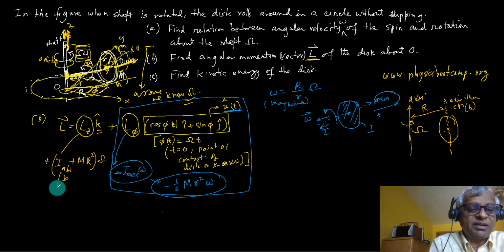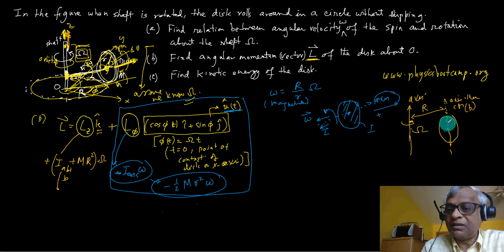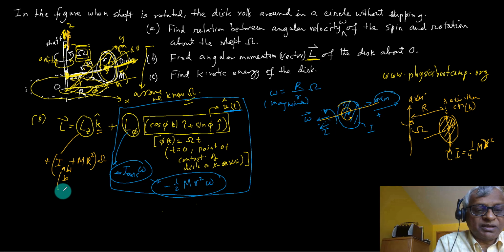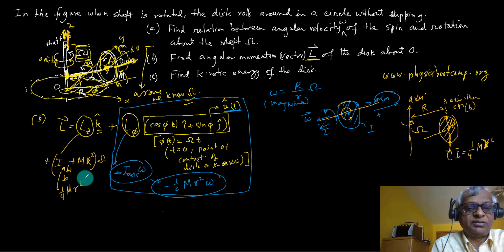So what is I about B? Unlike this one through the center and perpendicular, this one is actually through a diameter. So this one is 1/4 for the disk. The formula for I for this axis is 1/4 m r square. So this is little r square, the radius of this thing is little r square. So what we have is 1/4 m little r square.